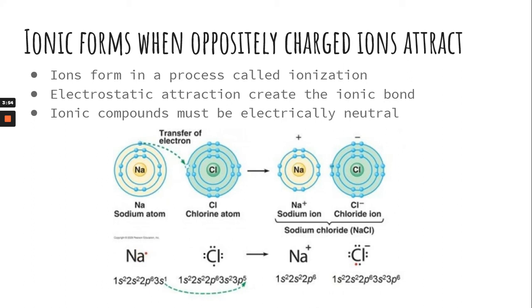The compound itself has to be electrically neutral, which is why we cross our charges when we write the formulas for ionic compounds. And then we also reduce if we're able to reduce the number of cations and anions.